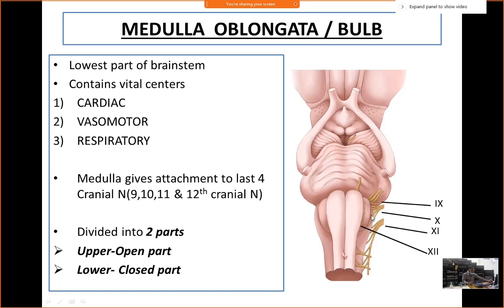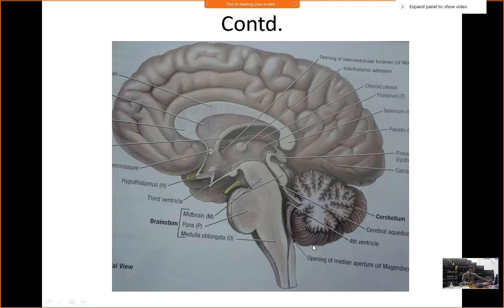Now this whole medulla oblongata is divided into 2 parts, the open part and the closed part. As I have already told, the upper part is called the open part, because here the central canal is not inside the medulla oblongata. While the central canal is inside the medulla oblongata in the lower part, that is why it is known as the closed part.